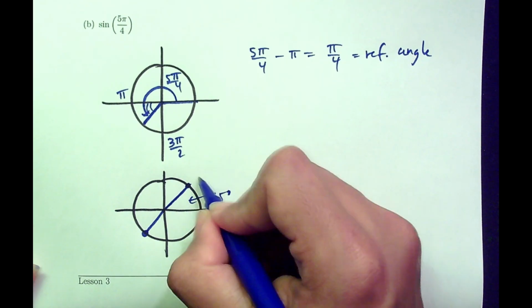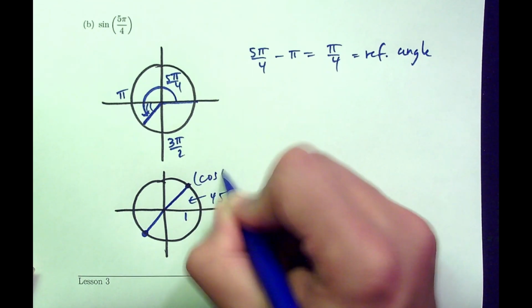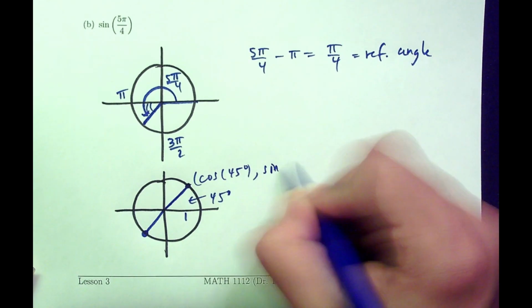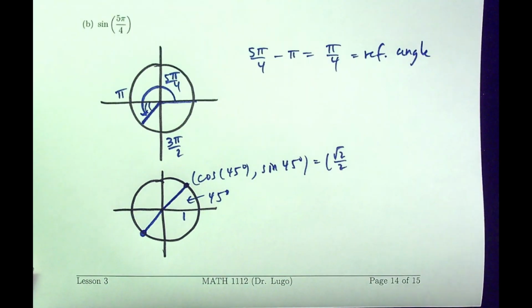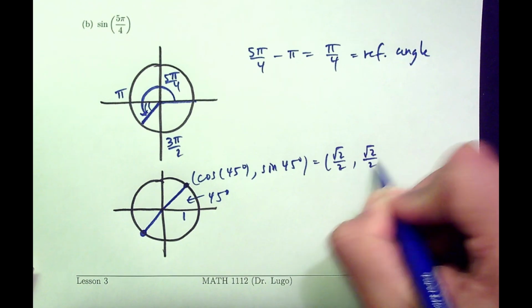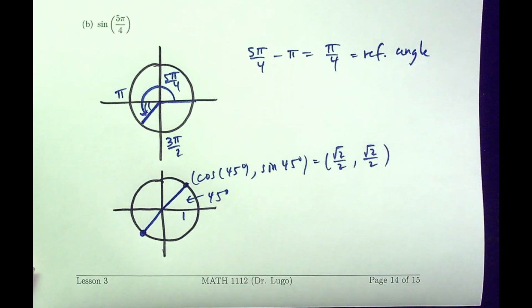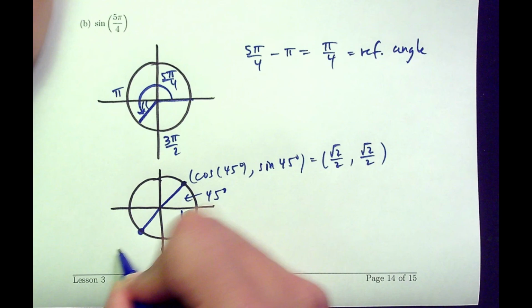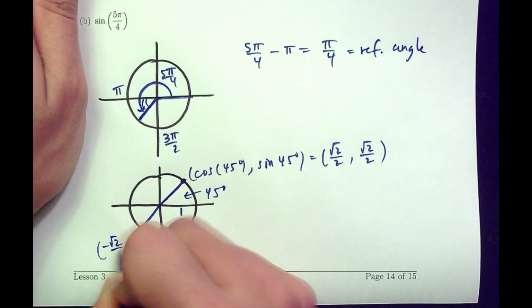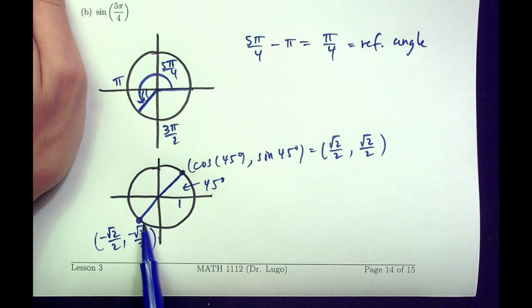If that is 45 degrees, that means the coordinates of that point on this unit circle are cosine of 45 degrees, sine of 45 degrees, which is a special angle. You have to memorize that or look it up until you do. Square root of 2 over 2, square root of 2 over 2. But if I know the coordinates of that, the coordinates of this one are exactly the same, signs adjusted. So the coordinates of that point over there are negative square root of 2 over 2, negative square root of 2 over 2. And what that means is that the cosine is this and the sine is that.